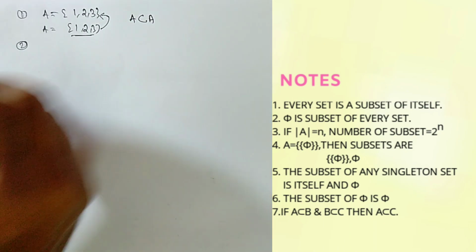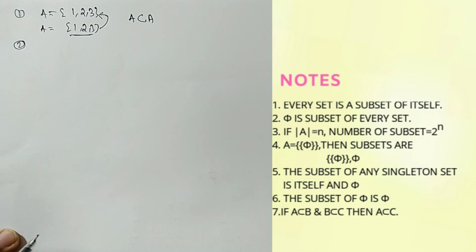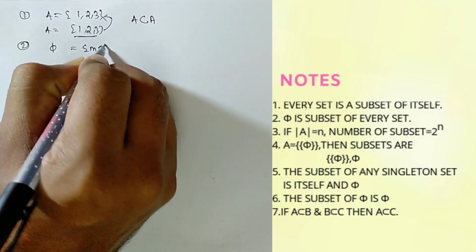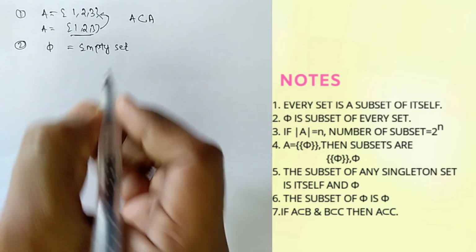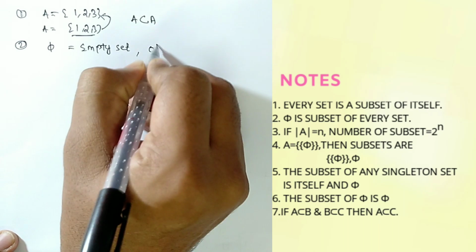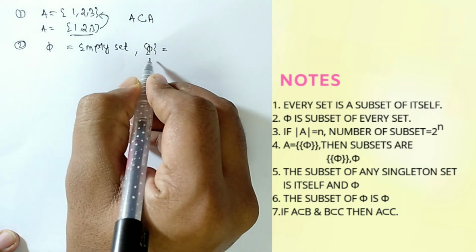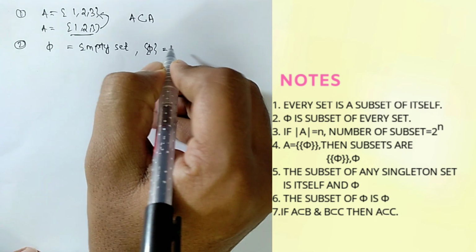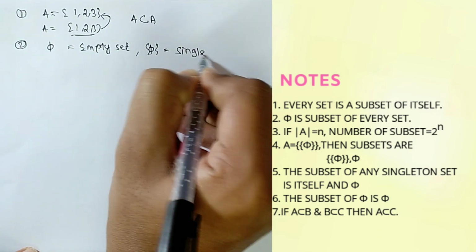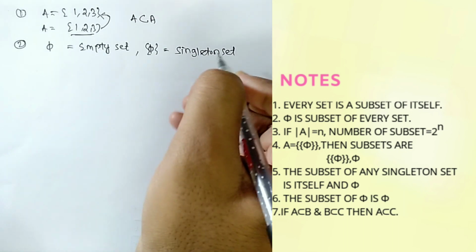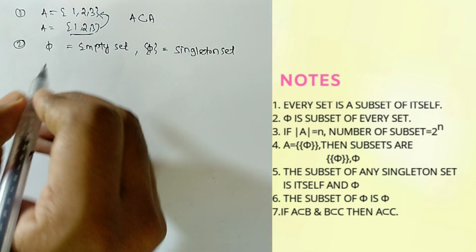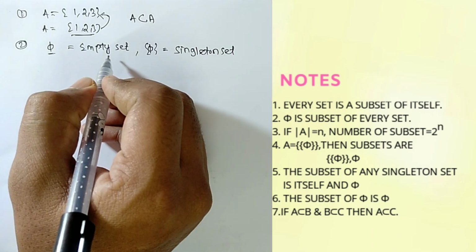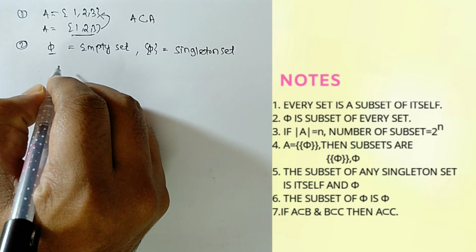And the second point is that phi is a subset of every set. Here phi represents the empty set. But don't confuse phi with phi in curly brackets. That is not the empty set. It is a set which contains only one element, a singleton set. So don't confuse them. The phi is the empty set, which is a subset of every set.